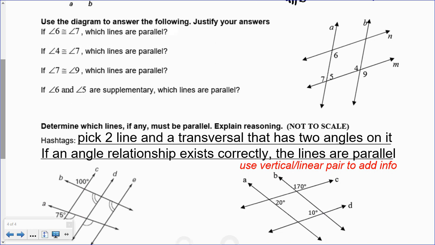Alright, so I have a question for you guys. I call these pictures hashtags for obvious reasons. So what I'm going to do is have you look at this picture. I'm going to give you two angles that have a relationship, and I'm going to ask you which lines would then be parallel based on that. This is where highlighting is also particularly helpful. So if I say that angle 6 and angle 7 are congruent, which lines would be parallel?